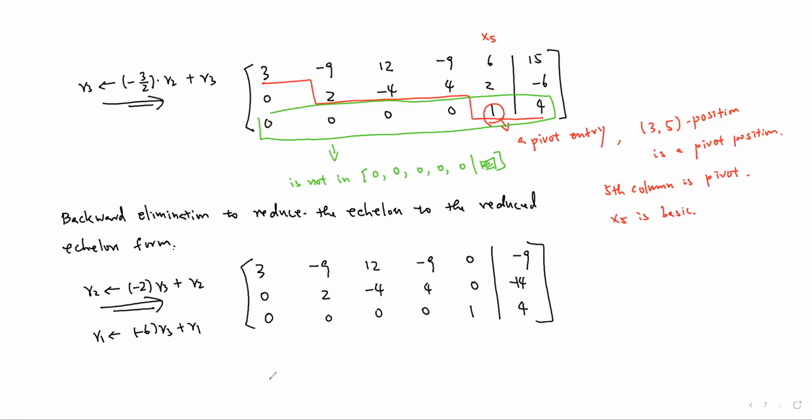Next, I use this number, the leading entry in row 2, to eliminate -5. So this number is a pivot number, pivot entry, and again the 2-2 position is a pivot position, and column 2 is a pivot column.